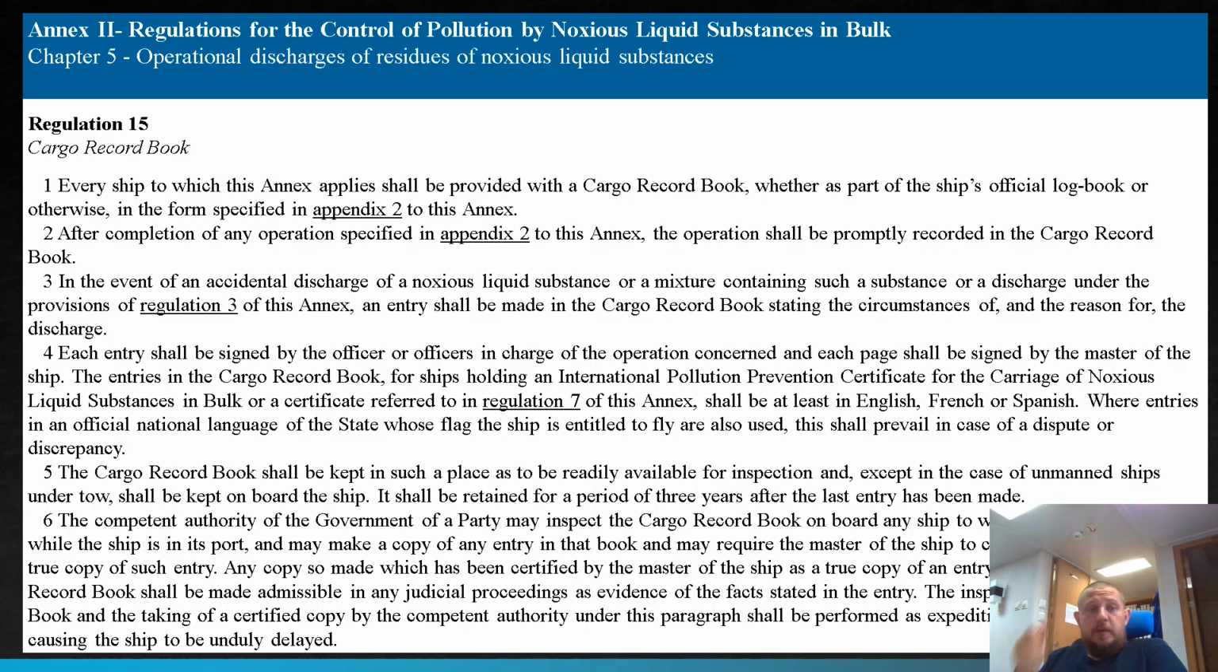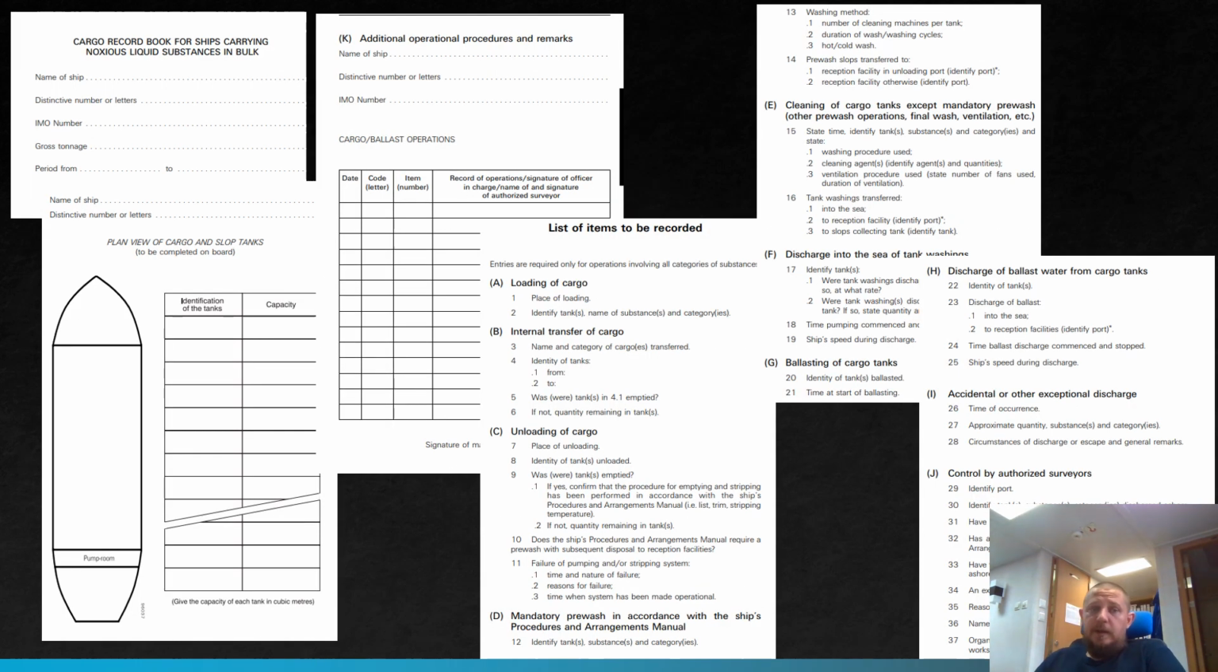Another very important part is the cargo record book. The cargo record book should be properly filled in with all information stated in the book itself. Let's see what an example should look like. You should have the tanks, the tank arrangement, and the vessel with a small description. You put in information on loading cargo, transfer, unloading, and if you have control by an authorized surveyor.